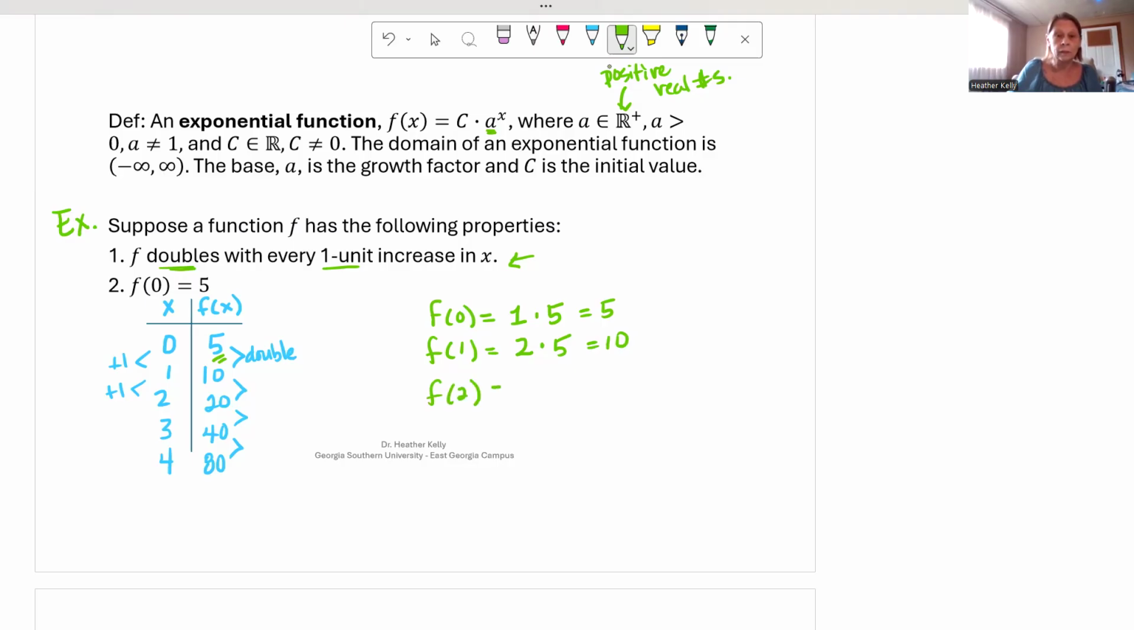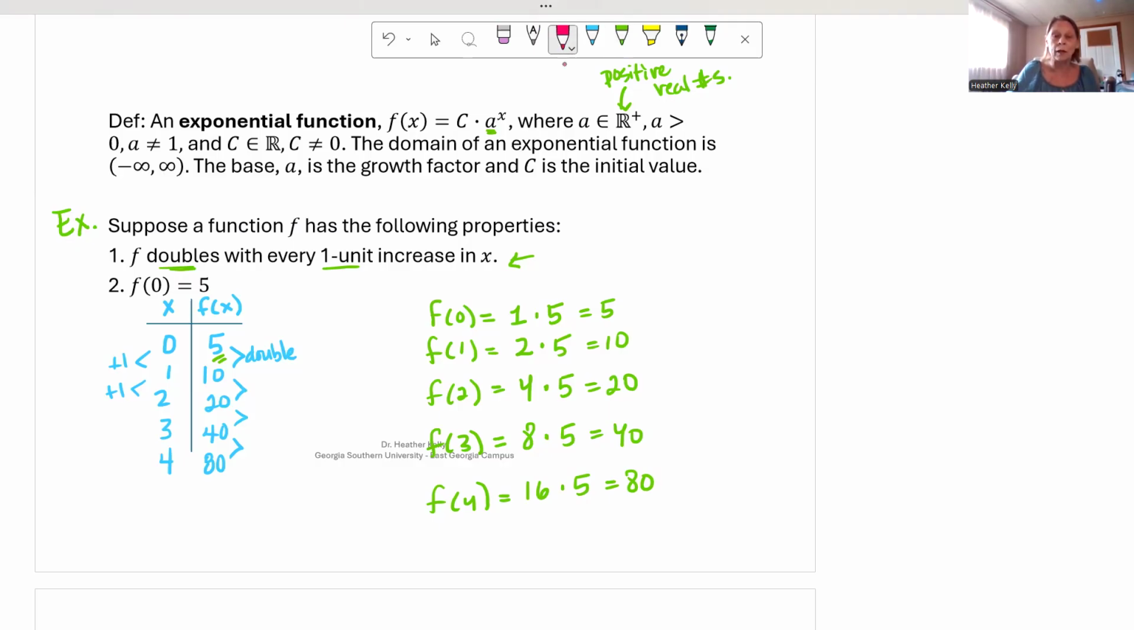f of 2 is actually equal to 2 times 2 times 5, so 4 times 5, which is 20. f of 3 is 2 times that 4, so that is 8 times 5, which is 40. And f of 4 is 16 times 5, which is 80. Okay. Now, you might not see the pattern yet, but I promise you by writing it out like this, it is helpful to see the pattern.